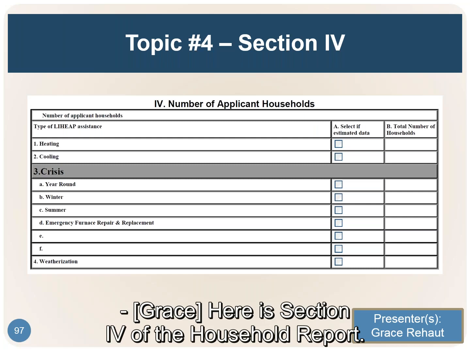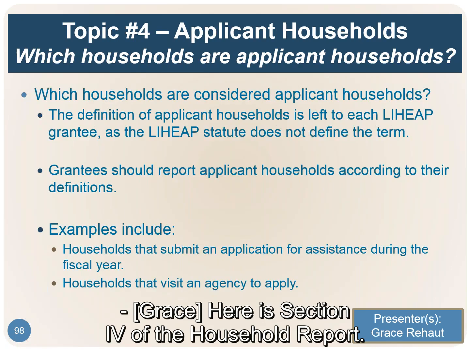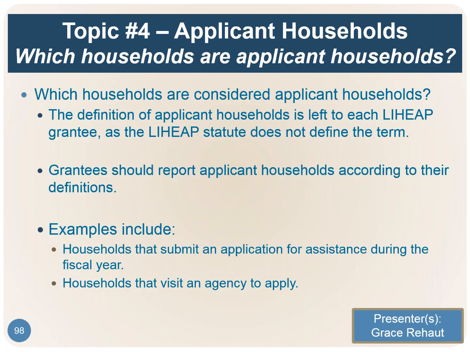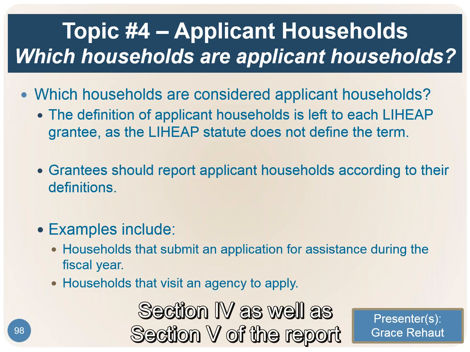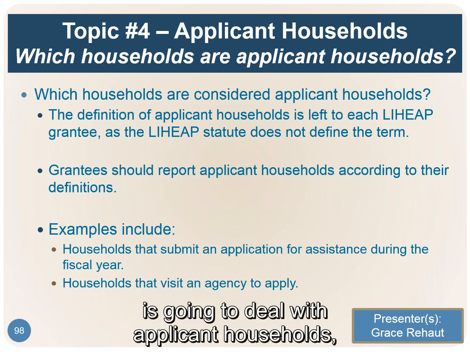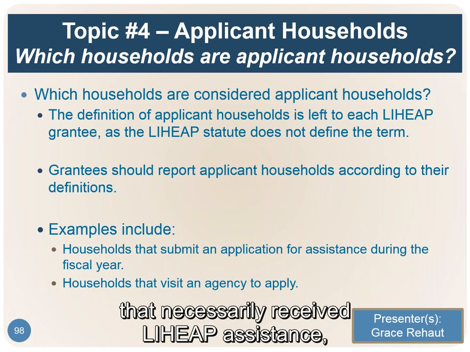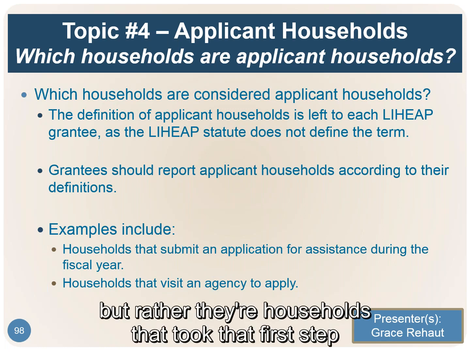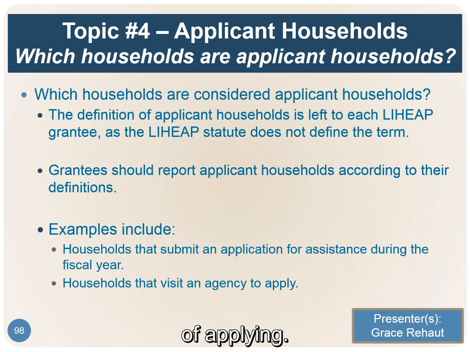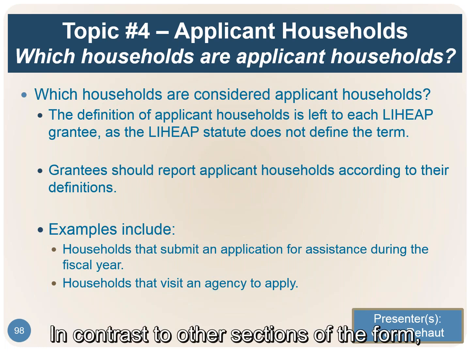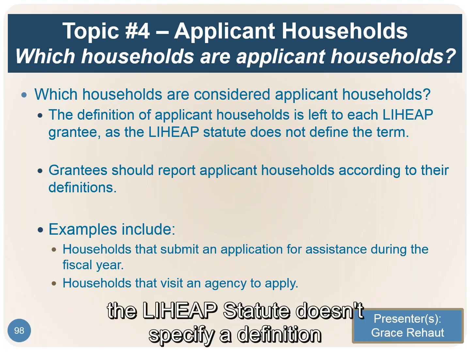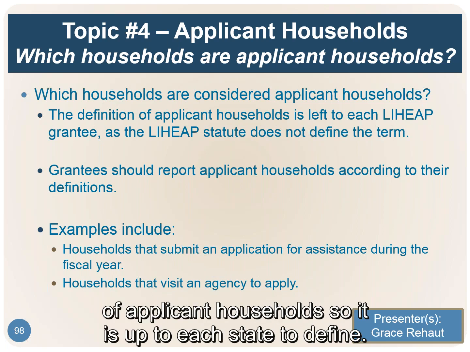So here is section 4 of the household report. Section 4, as well as section 5 of the report, is going to deal with applicant households. So these are no longer households that necessarily received LIHEAP assistance, but rather they're households that took that first step of applying. In contrast to other sections of the form, the LIHEAP statute doesn't specify a definition of applicant households, so it is up to each state to define.